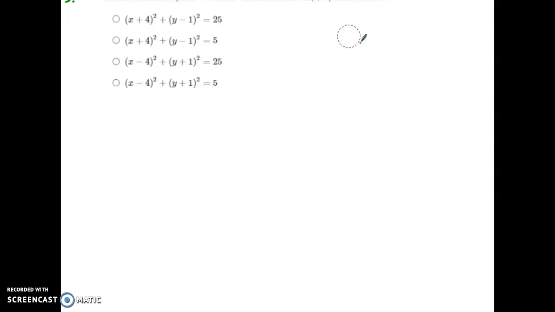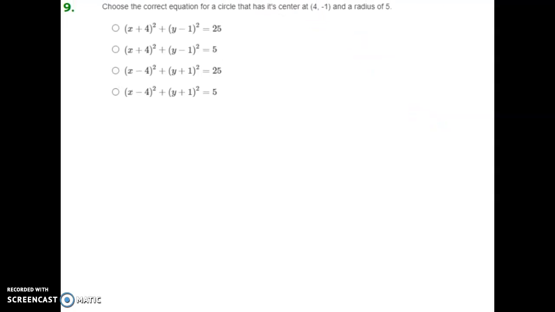Number 9, choose the correct equation for a circle that has a center at 4, negative 1. So that's going to be x minus 4, and then it's going to be y plus 1. So it's got to be one of the second two. And the radius is 5, and in the formula, this number is radius squared. So that's why the answer is the third one.